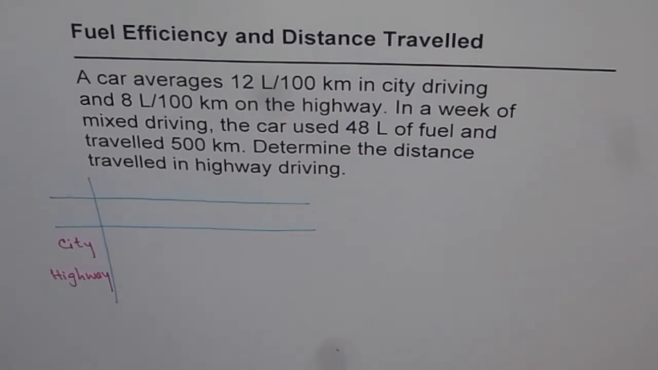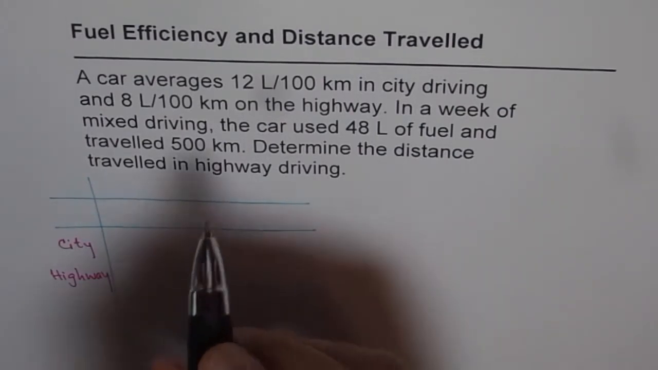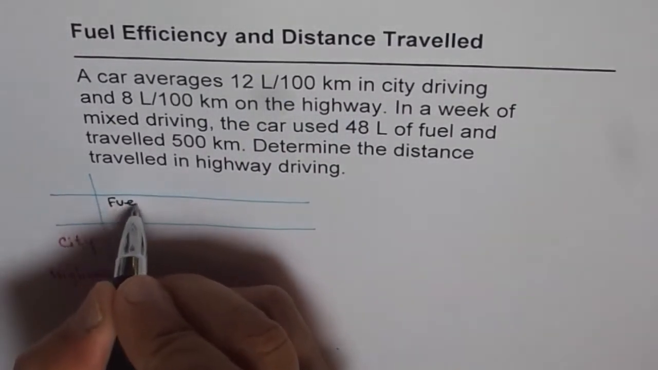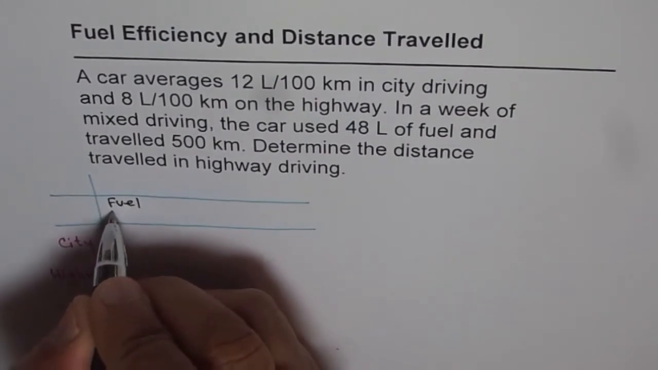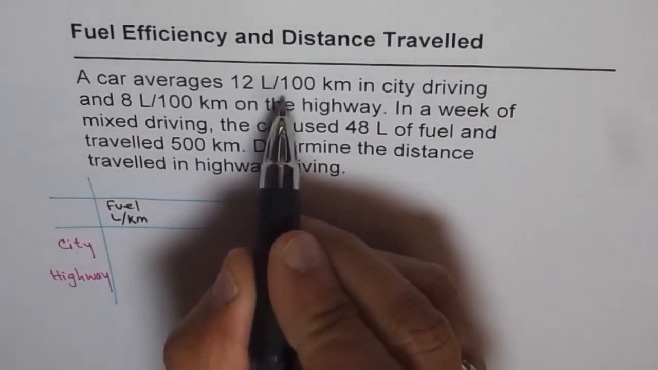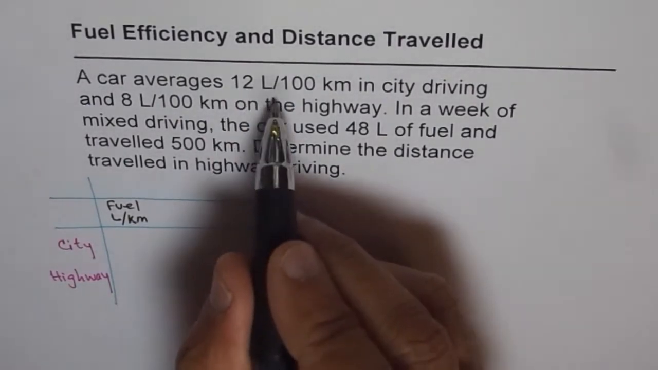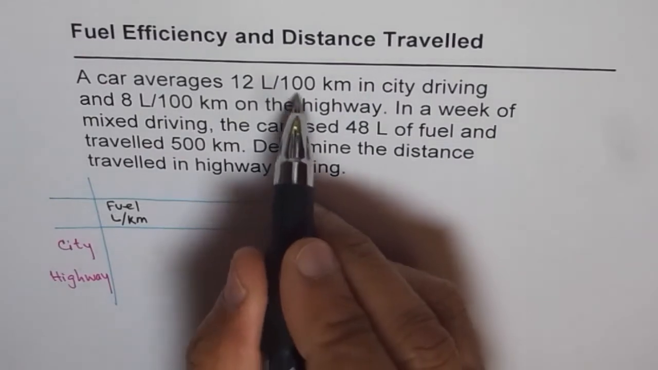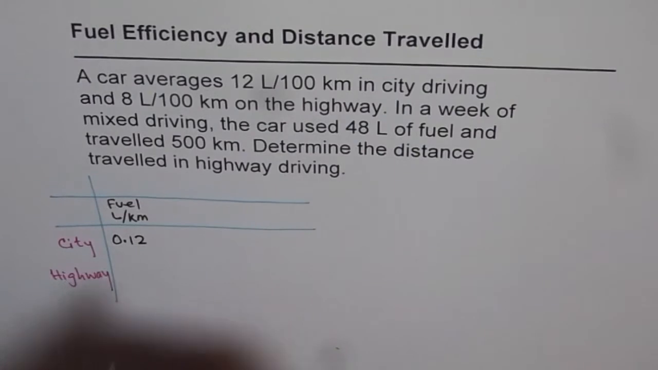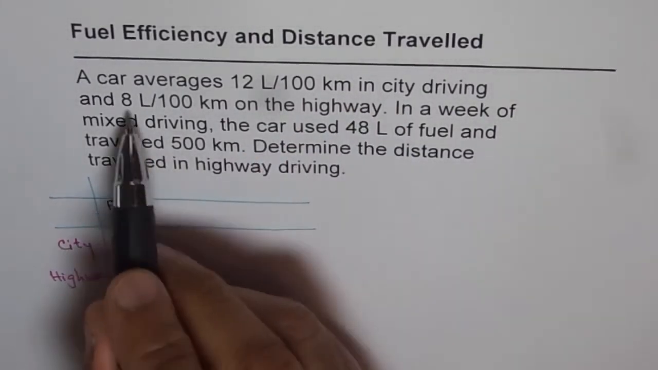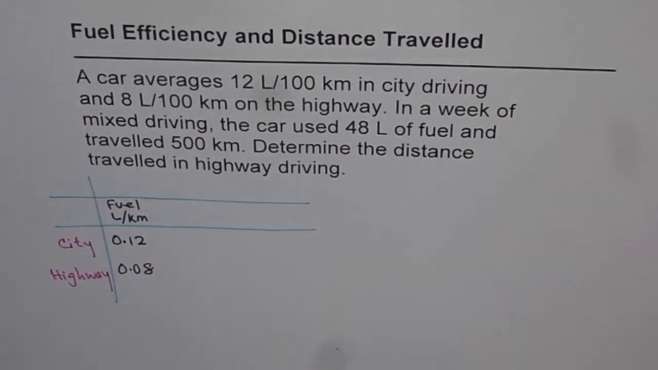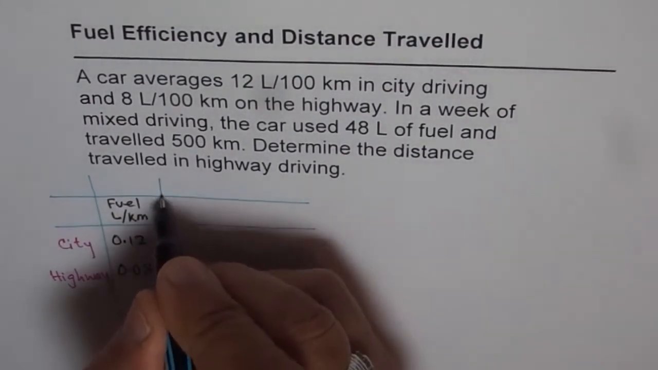Now the fuel consumption is given to us as 12 liters per 100 kilometers in the city. So let's write down fuel consumption, which is in liters per kilometer. They have given it in liters per 100 kilometers. It's a good idea to change it to liters per kilometer. That means I'm going to divide 12 by 100. So we get 0.12 for city, and 8 divided by 100 will give us 0.08. So that is the fuel consumption.